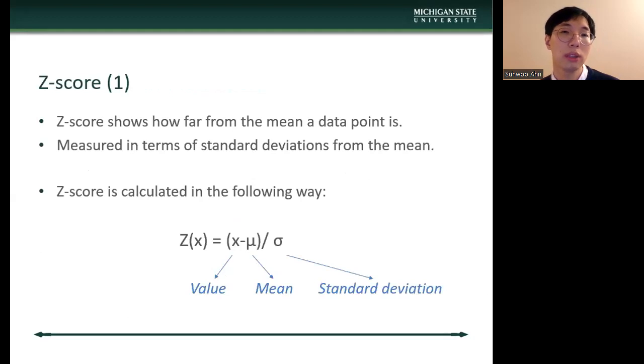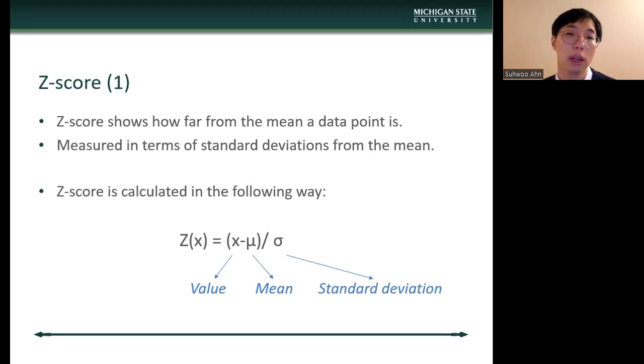Then we'll go to the z-score. The z-score shows how far from the mean a data point is. It shows how far my score is from the average, or the mean. The z-score is measured in terms of standard deviation: how far each value is from the mean in terms of standard deviation.